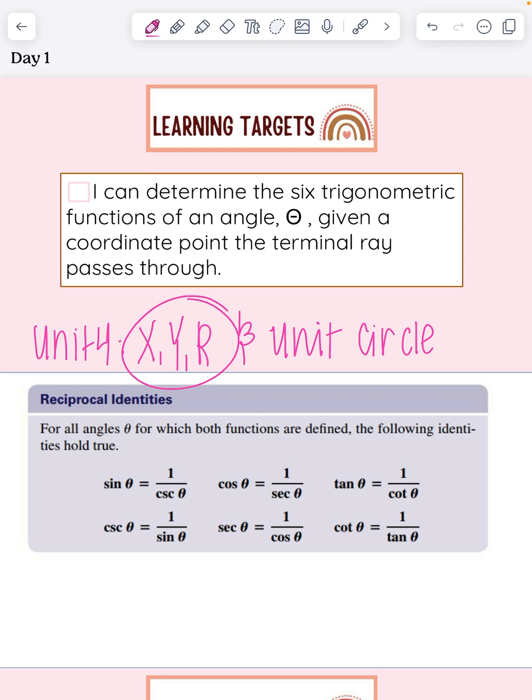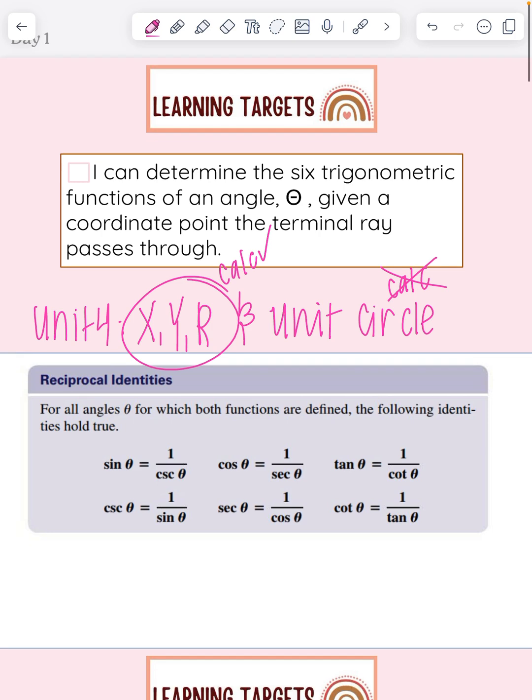That's what the first quiz will be on, and you can use a calculator for XYR. We are not using a calculator for the unit circle, okay? So this is going to be a split unit with calculator and no calculator usage. And if you can, go ahead and write down some notes for me so we can get a head start in our vocabulary for this unit.